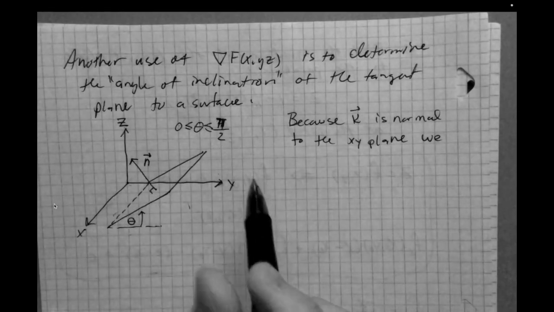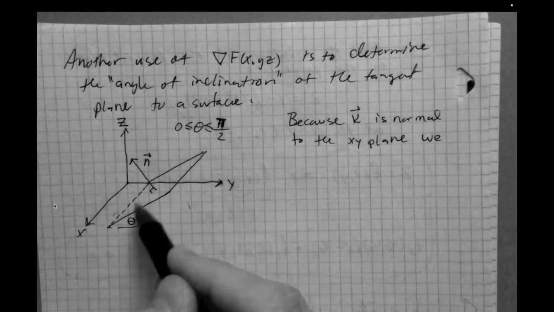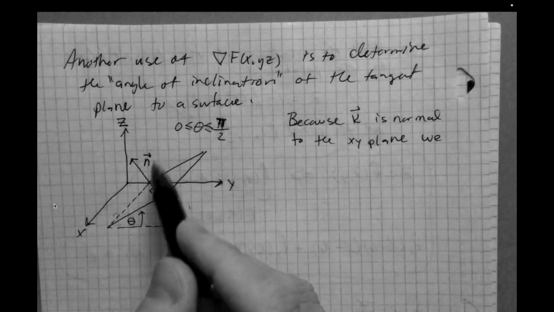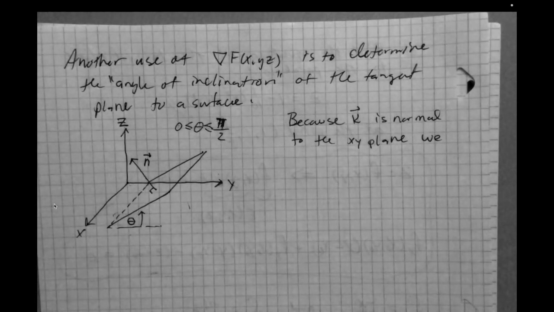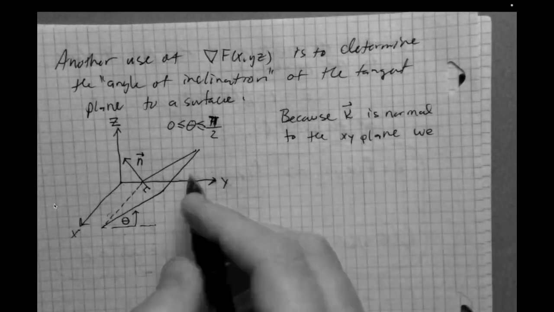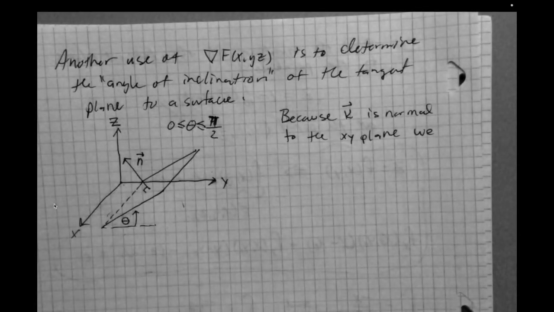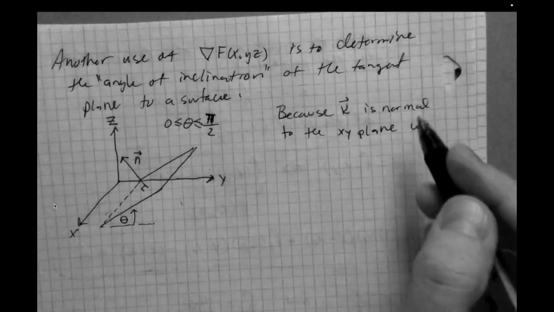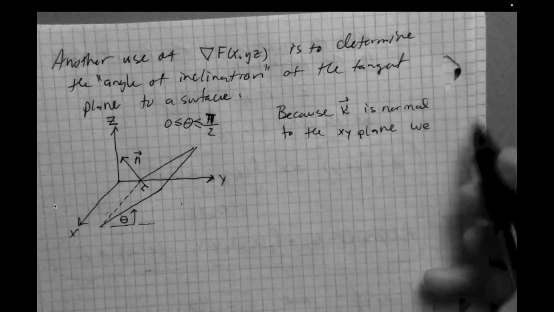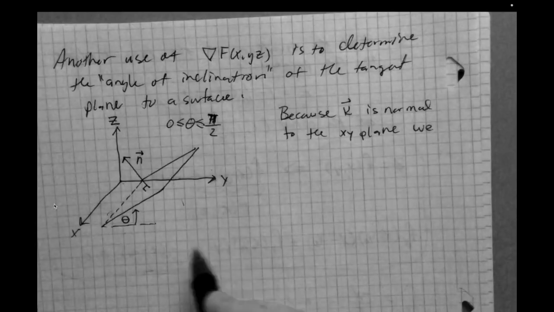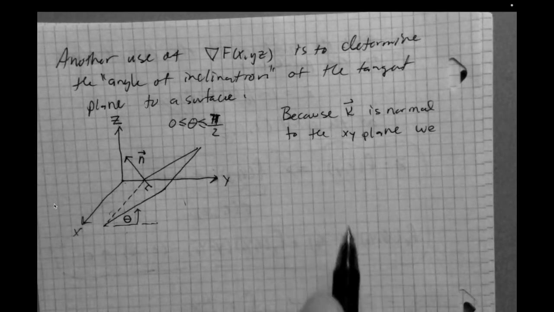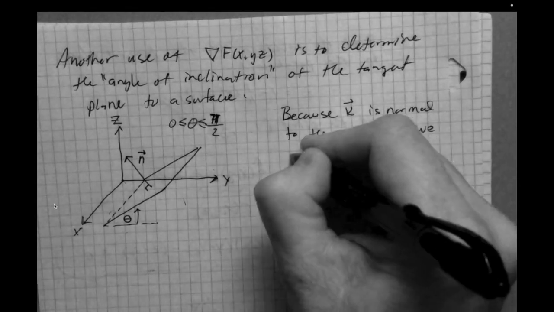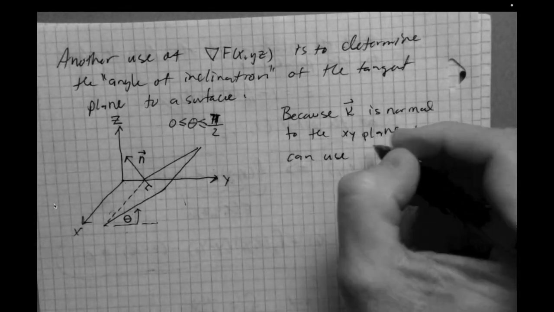To be careful with my terminology, this is a plane that happens to be tangent to a surface and happens to have this normal vector n coming out of it, right? And k is just the unit vector in the z direction that we're used to using all the time. K is normal to the xy plane, that is, at a right angle to the xy plane. So because of that, we can use this formula that we previously were using.